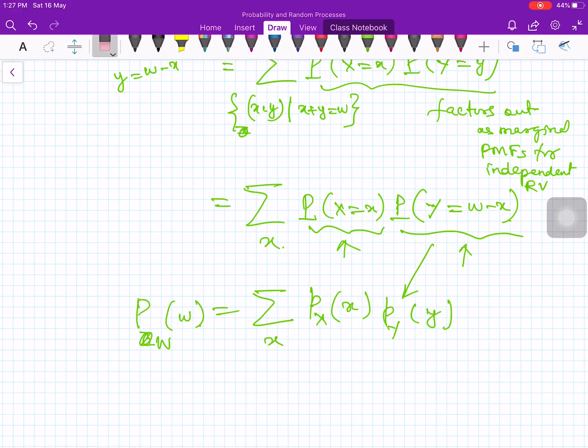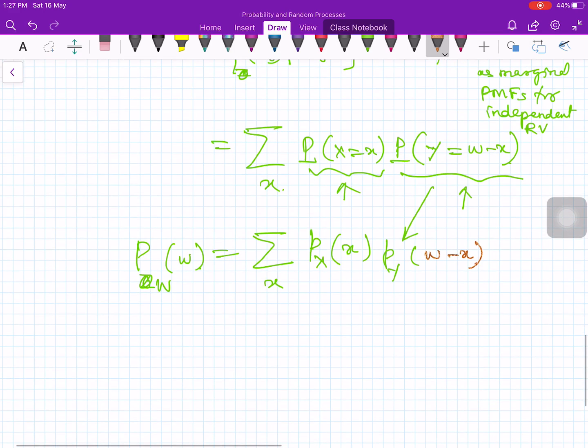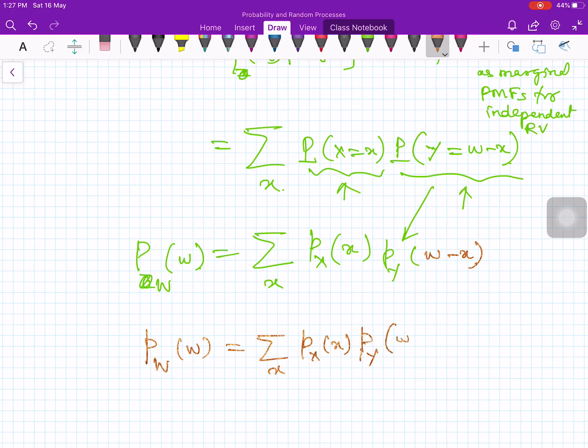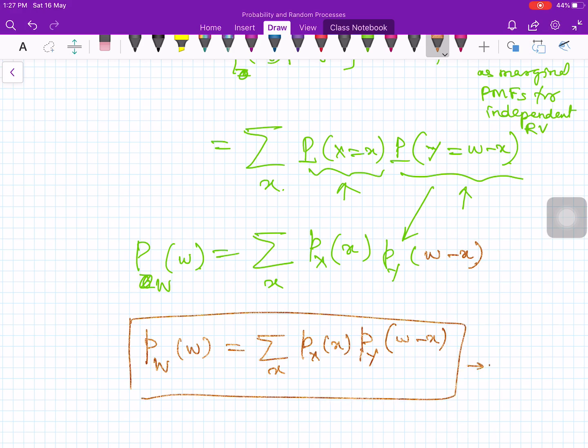So I made a mistake here. This is w minus x. This one is y equal to w minus x. So let me rewrite this formula. P_W of small w equals the summation over x of p_X of x times p_Y of w minus x, and this formula is called the convolution formula.